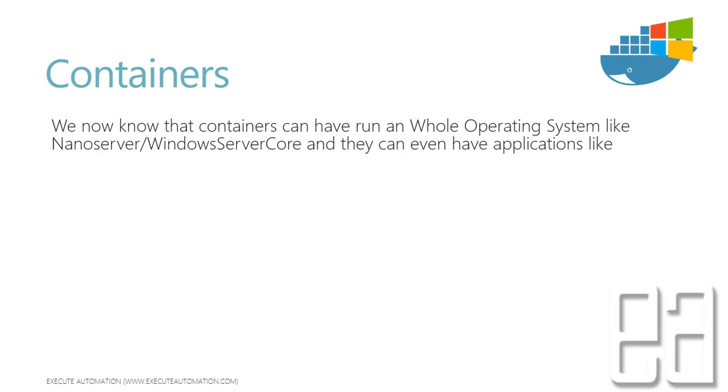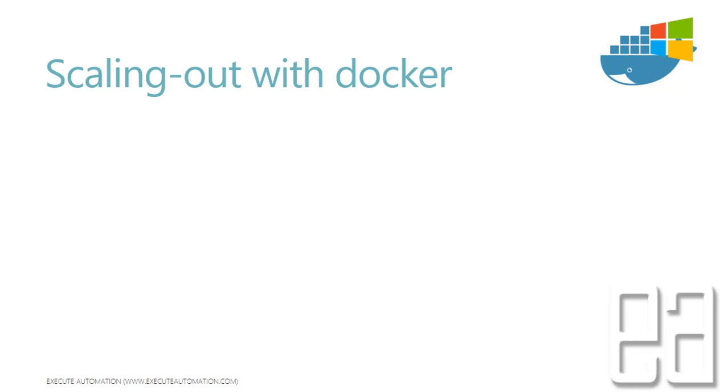We now know that containers can have a whole operating system like Nano Server or Windows Server Core, and they can even have applications like SQL Server, Internet Information Server, and some operating system specific applications like PowerShell and Command. So scaling out with Docker is really an important concept. It is not just because a virtual machine is too heavy that we are going to Docker. The reason why we are going for Docker is really different.